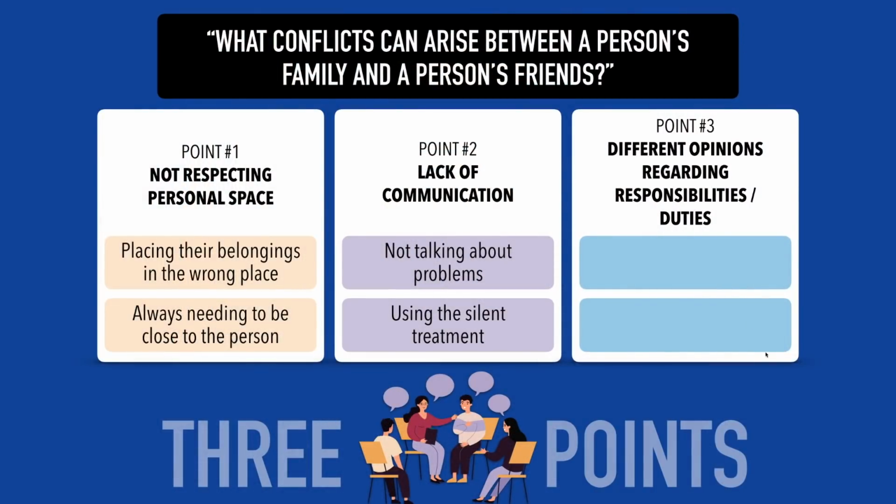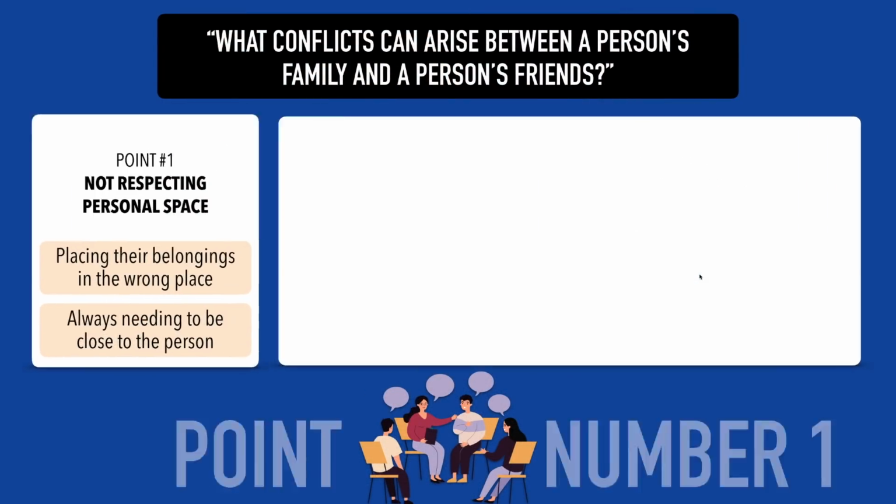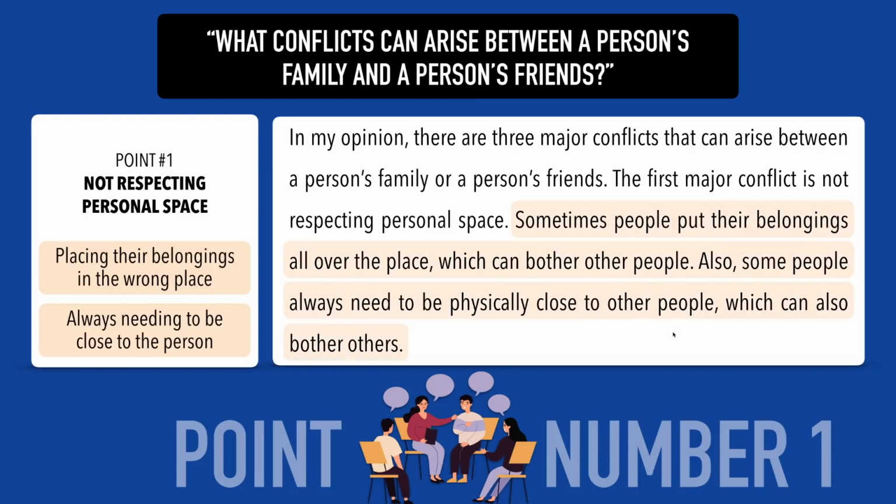Okay, what about point number 3? Different opinions regarding responsibilities or duties. Example, standing up for the other or supporting them. Being a listening ear when one has a bad day. Again, examples of this point. So what will this look like in an answer? Here we go. In my opinion, there are 3 major conflicts that can arise between a person's family or a person's friends. The first major conflict is not respecting personal space.